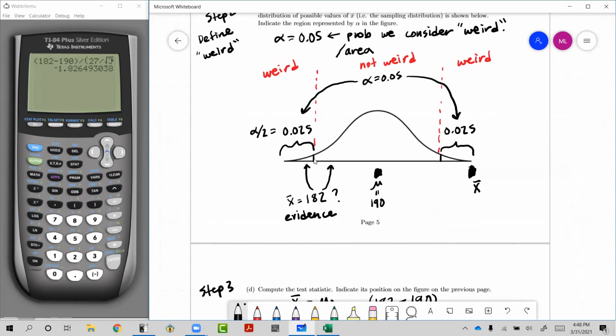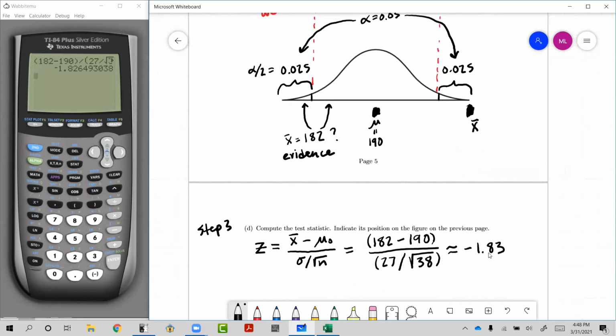We would have had to find the z-score associated with this cutoff between the not weird region and the weird region. I'd know this z-score. And I'd immediately be able to compare it to this z-score to know whether this z-score falls to the left or the right of this z-score. But that's the critical value method. The critical value method allows us to determine whether our result is weird or not, basically if it falls here or here, by comparing 2 z-scores.